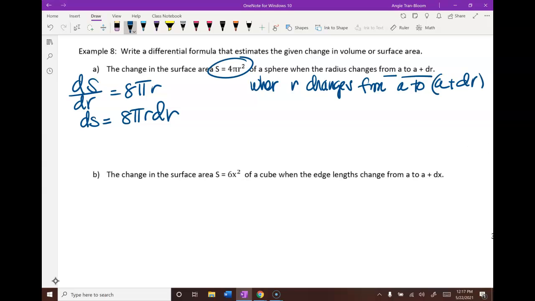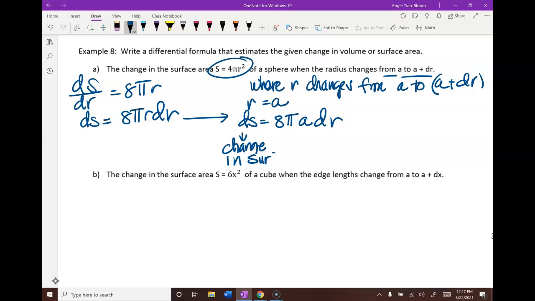Well, you guys, the formula has radius in there. Radius can now be substituted with A. So if that is the case, this is now dS equals 8 pi times A and then times dr. And that's as far as we can go. So dS, students, is the change in surface area.